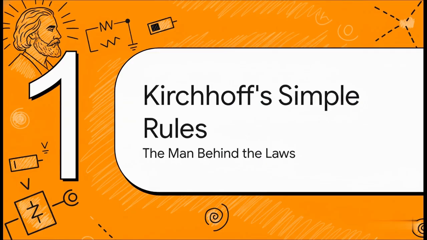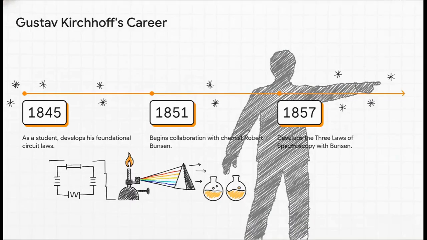This is a man who really helped to lay the foundation for all of modern electrical engineering. What's just wild is that Kirchhoff came up with his famous circuit laws in 1845 while he was still a student. Can you believe that? And then he goes on to team up with Robert Bunsen, yep, that Bunsen burner guy, to completely change the field of spectroscopy. The man was a true giant in physics.